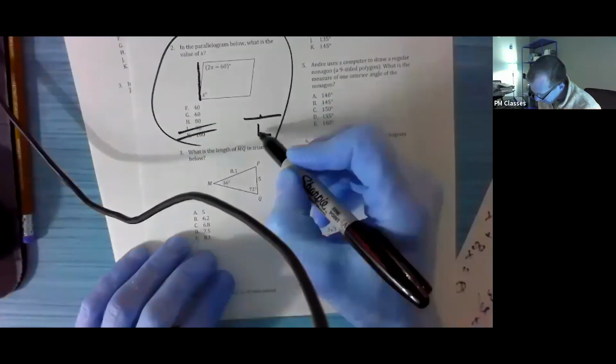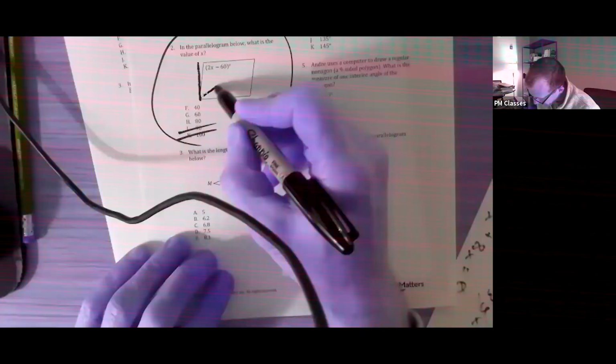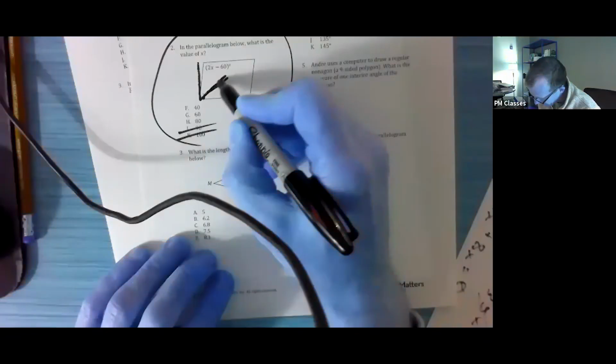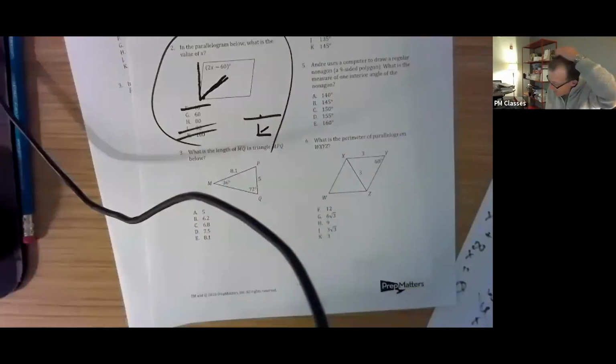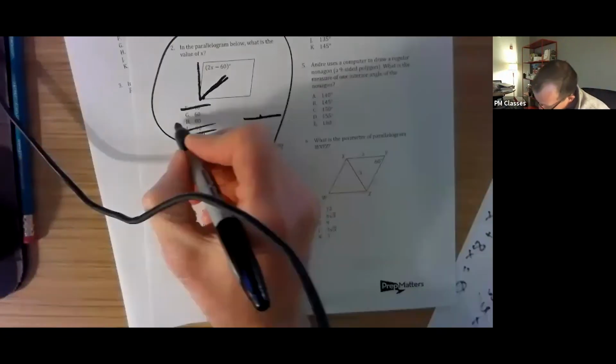45 for me kind of goes like that. So I'm thinking that's kind of like 45, maybe like that. So I'm thinking it's not less than 45. If I had to guess between 60 and 80 and I had 20 bucks on it, I would guess that.